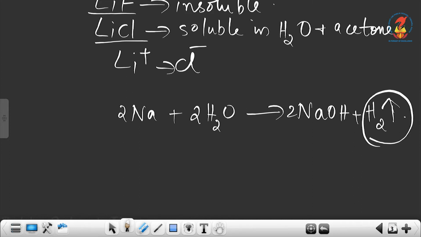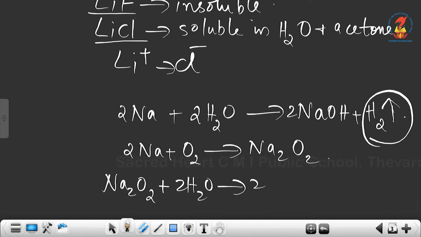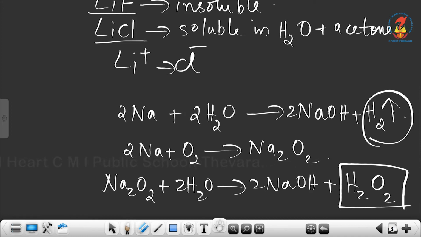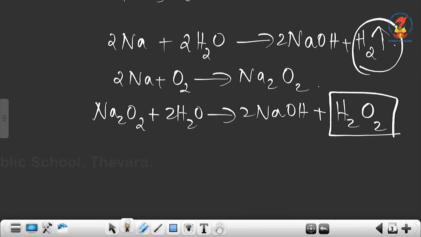Now the second question, when sodium metal is heated in free supply of air, we know that sodium when treated with oxygen, sodium peroxide is formed. Let's write the equation for that. 2Na plus O2 gives Na2O2. Now the next question is, sodium peroxide is dissolved in water. What happens? Sodium peroxide Na2O2 plus 2H2O. You get the product as sodium hydroxide plus H2O2. H2O2 is called hydrogen peroxide. So sodium peroxide when added to water, we get hydrogen peroxide.